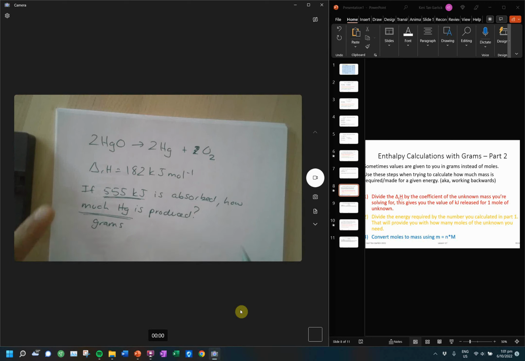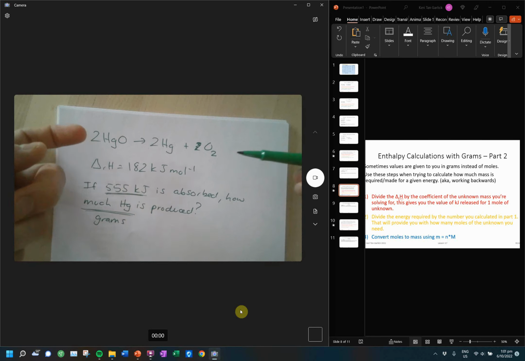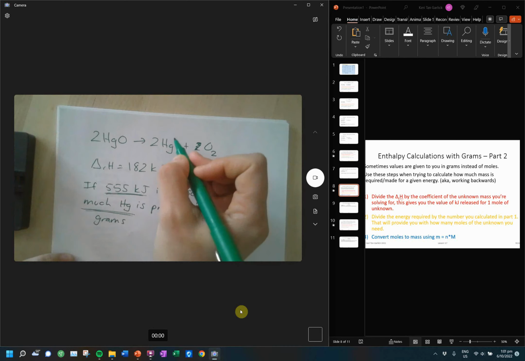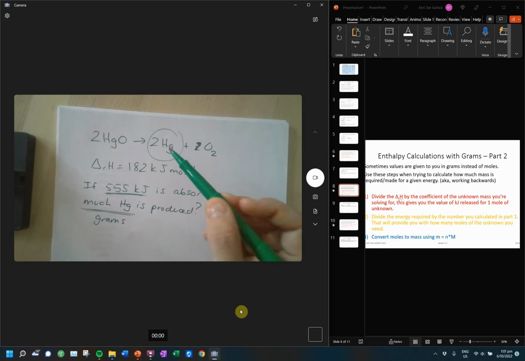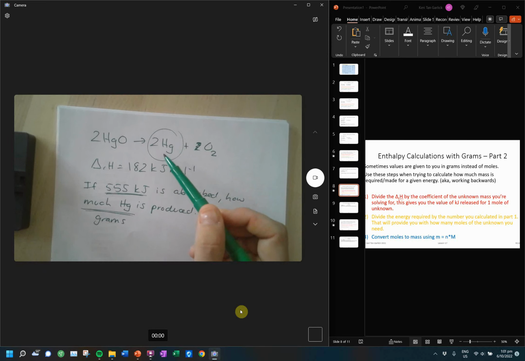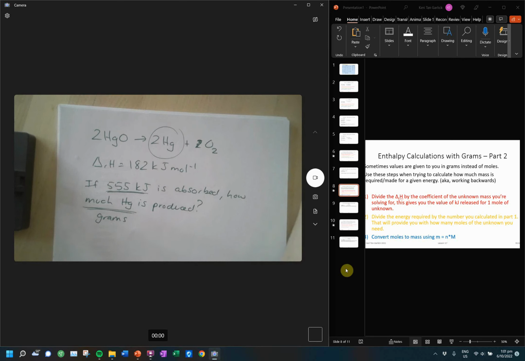Again, what we need to be mindful of is that when we're looking at this equation, the enthalpy value we're given is in reference to 1 mole of the equation. We, again, need to pay attention to what they're asking us to solve for, because basically what that is telling us is that for every 2 moles of mercury, this is how much energy is going to be absorbed. So we see in that first question here is that we need to divide the coefficient of the unknown mass that you're solving for, take the enthalpy and divide it by the coefficient, because that's telling us then how much kilojoules is released for 1 mole.